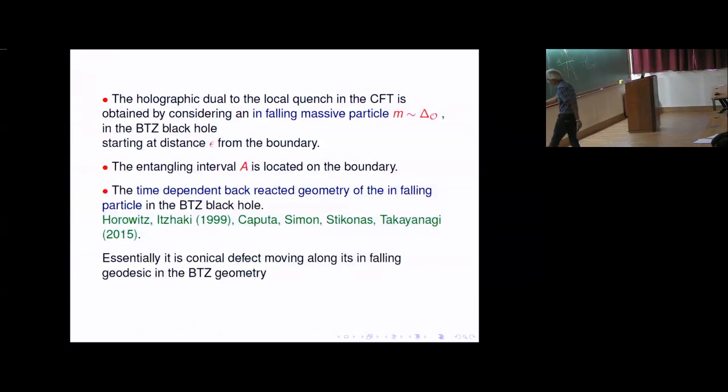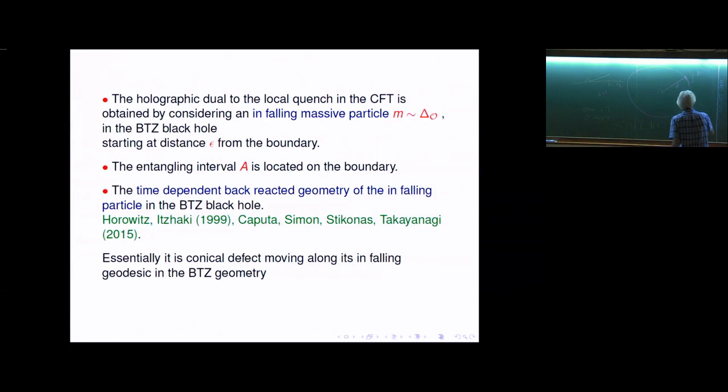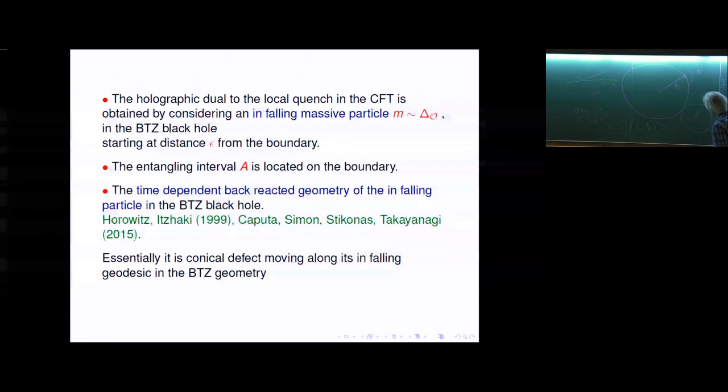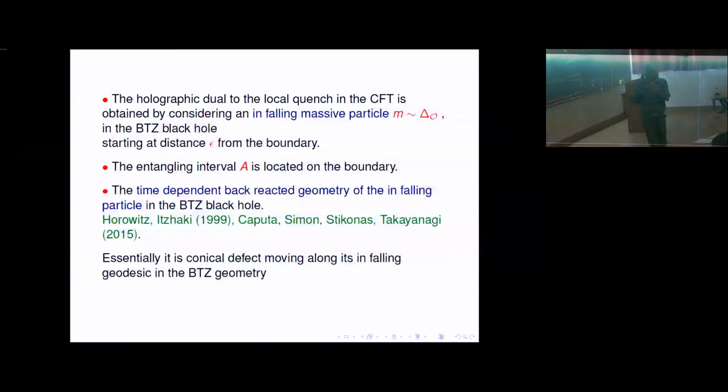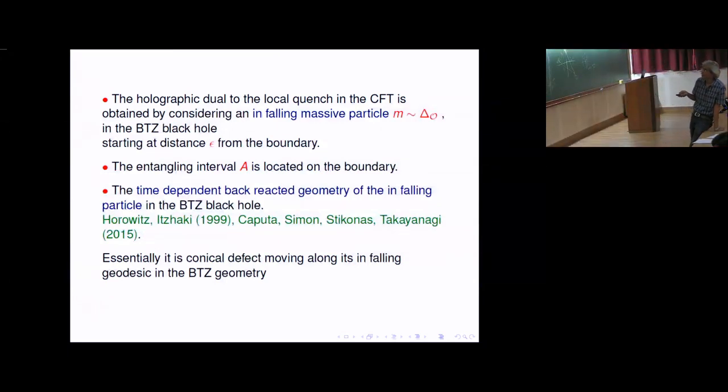Essentially, we have an entangling interval, and then there's a BTZ black hole because the theory is at finite temperature, and you release a particle. So this is the excitation. A particle of mass m, which is proportional to the dimension, and you release this particle, and there's an entangling interval, and you can observe the change in entanglement entropy.